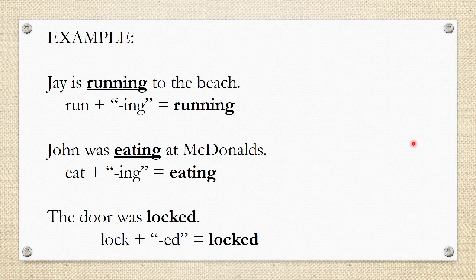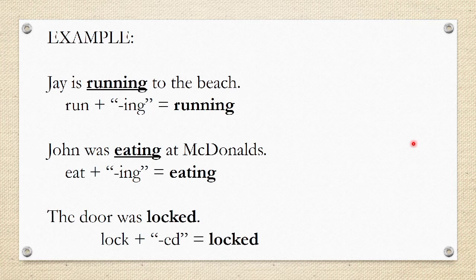So here are examples. Jay is running to the beach. So running here is the verb. Why? Because it is created by the word run plus the suffix ing. Therefore, the outcome is running. So Jay is running to the beach, and running is our verb.